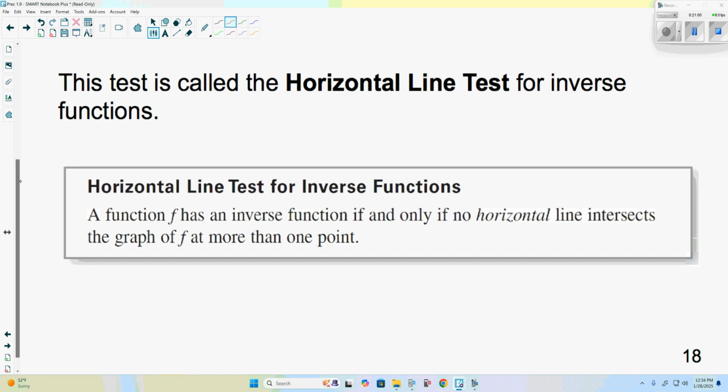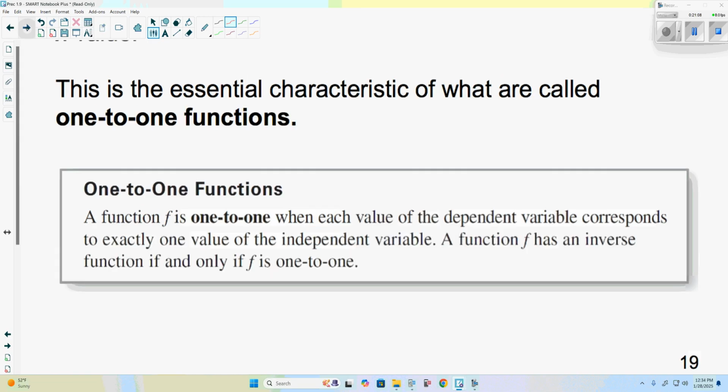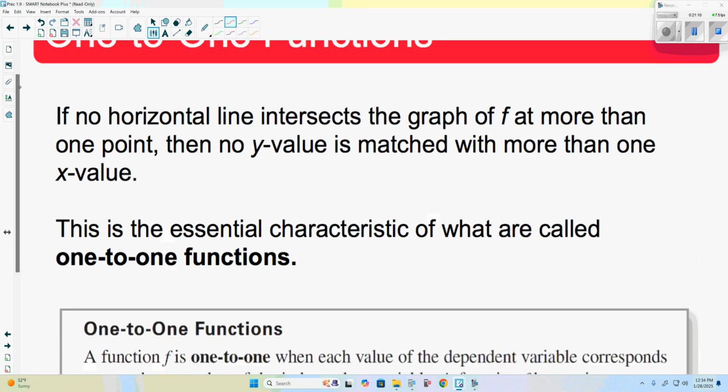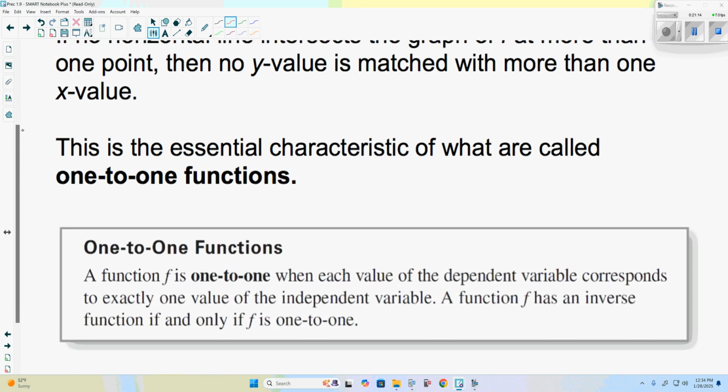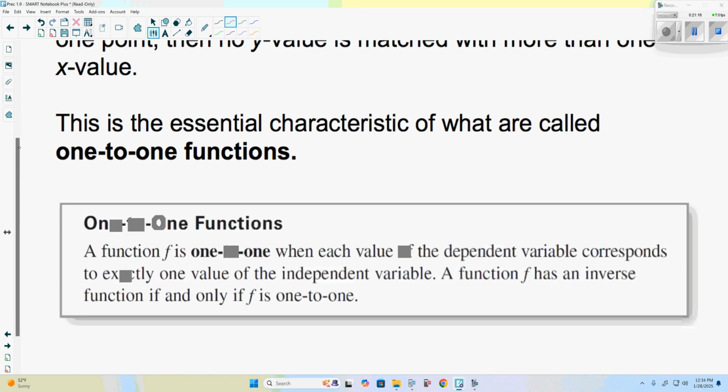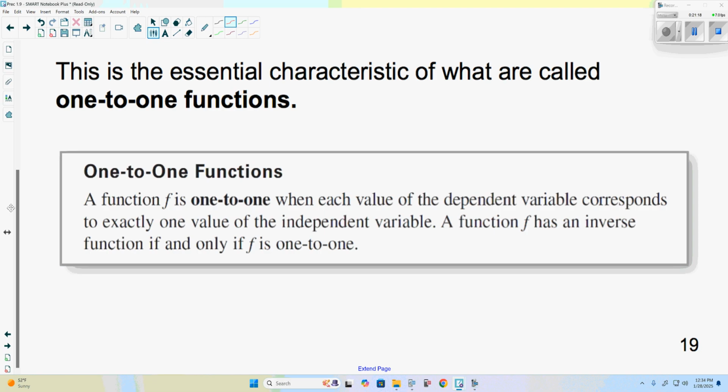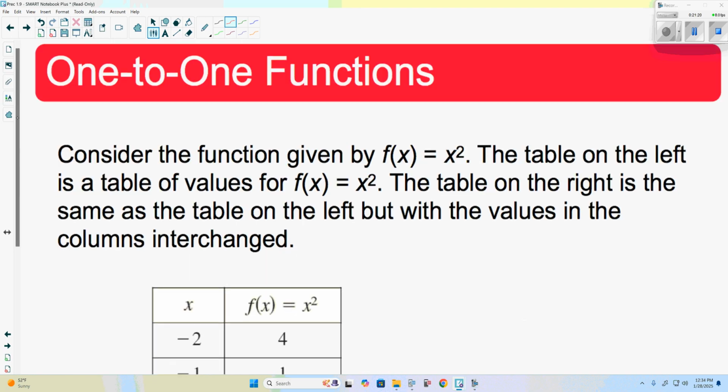And it's a test for inverse function. It doesn't mean that there's not an equation for the inverse, it's just not a function. So if no horizontal line intersects the graph at more than one point, then no y value is matched with more than one x value. It's one-to-one, so we can call it a function.